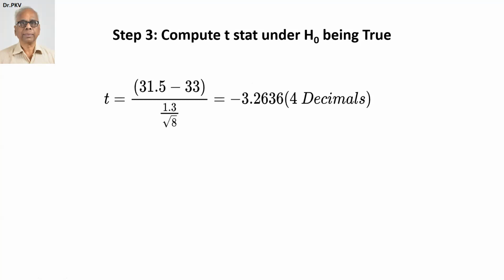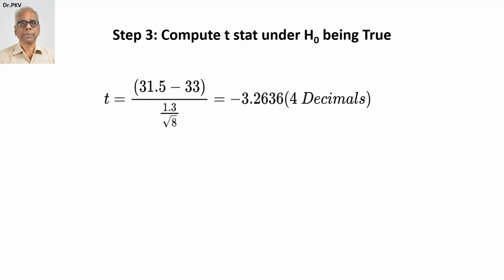Let us now compute the t-stat under the null hypothesis being true. X bar is 31.5. The hypothesized mean is 33, which is mu. 1.3 is the standard deviation. Square root of n, where 8 is the sample size. Upon simplification, we have obtained, to 4 decimal places, the value of t to be minus 3.2636. I repeat again, the t computed value is minus 3.2636.